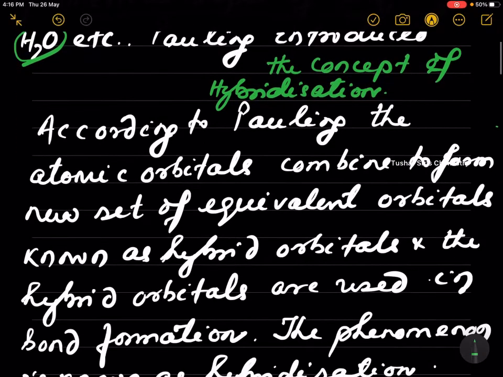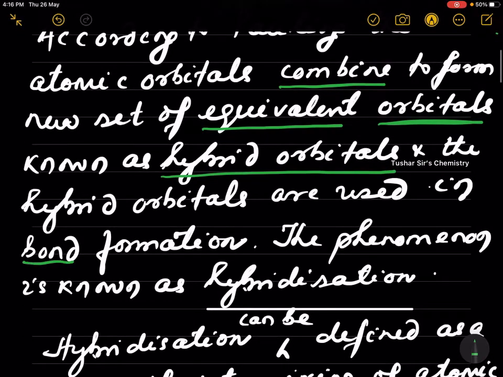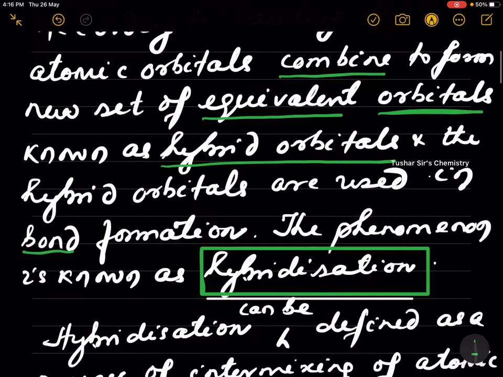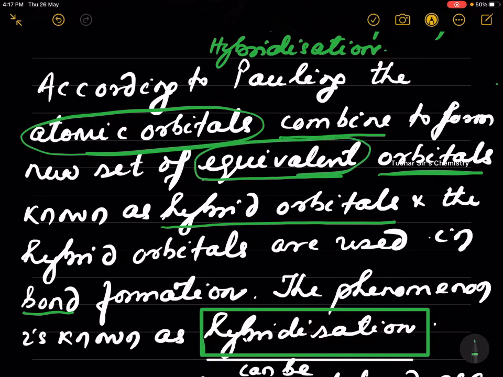According to Pauling, the atomic orbitals combine to form a new set of equivalent orbitals known as hybrid orbitals, and the hybrid orbitals are used in bond formation. The phenomenon is known as hybridization.